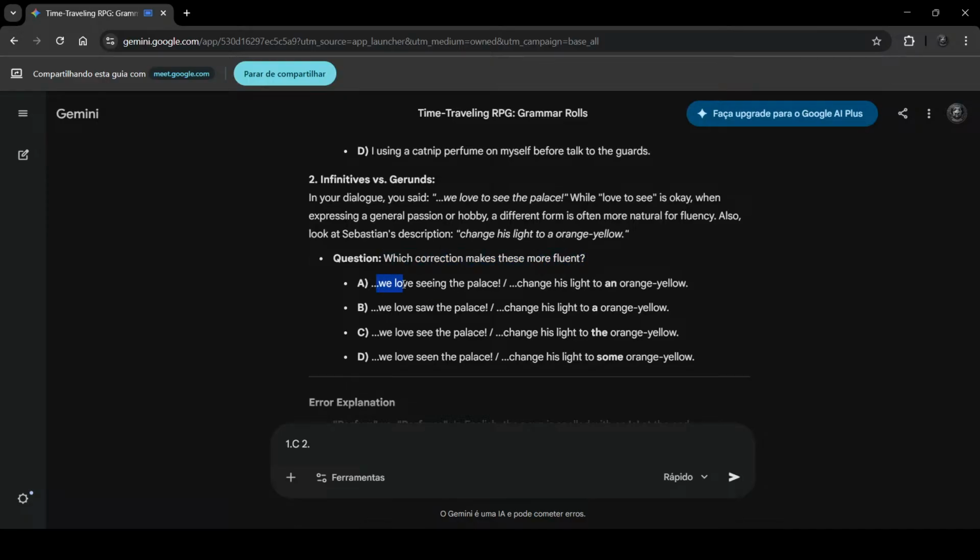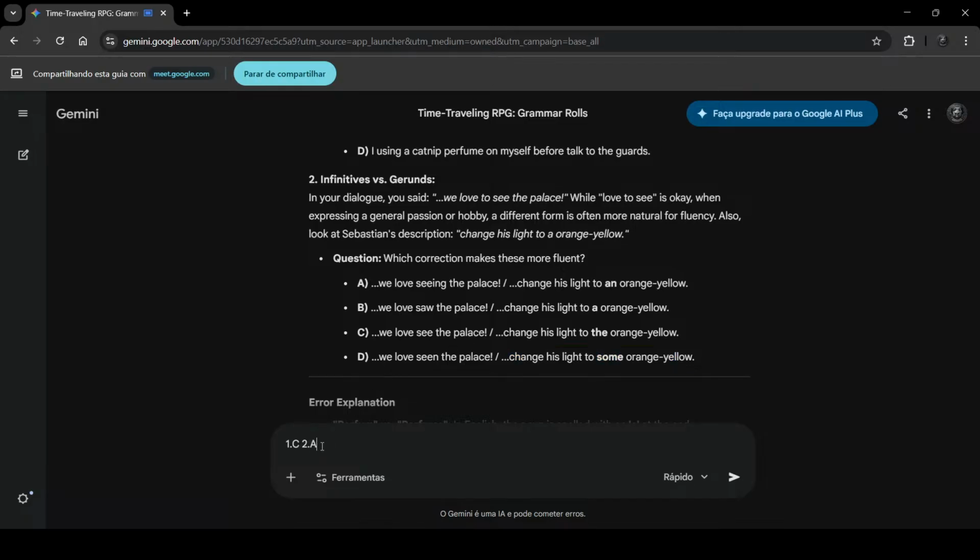A. We love seeing the palace. Change his light to an orange yellow. B. We love saw the palace. Change his light to a orange yellow. C. We love see the palace. Change his light to the orange yellow. D. We love seeing the palace. Change his light to some orange yellow. A.